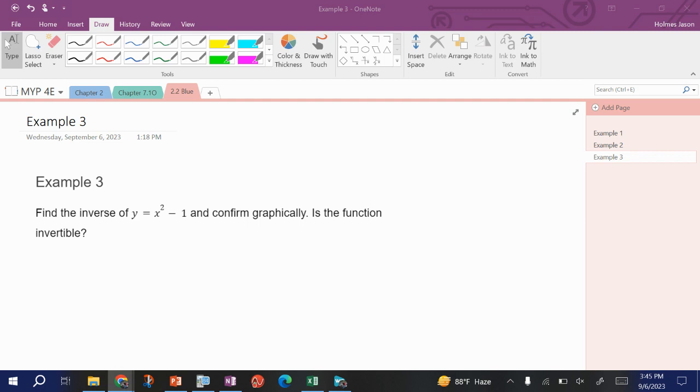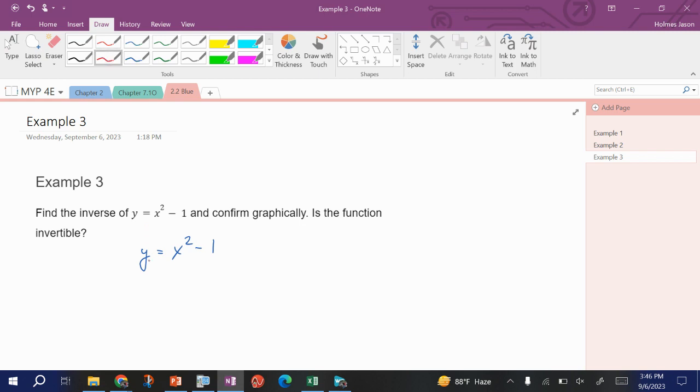Okay, guys, in this last example for 2.2 blue, we're going to be looking at the inverse of y equals x squared minus 1. We're going to confirm it graphically, and then we're going to ask a question: is it invertible? And so here we go, y equals x squared minus 1.